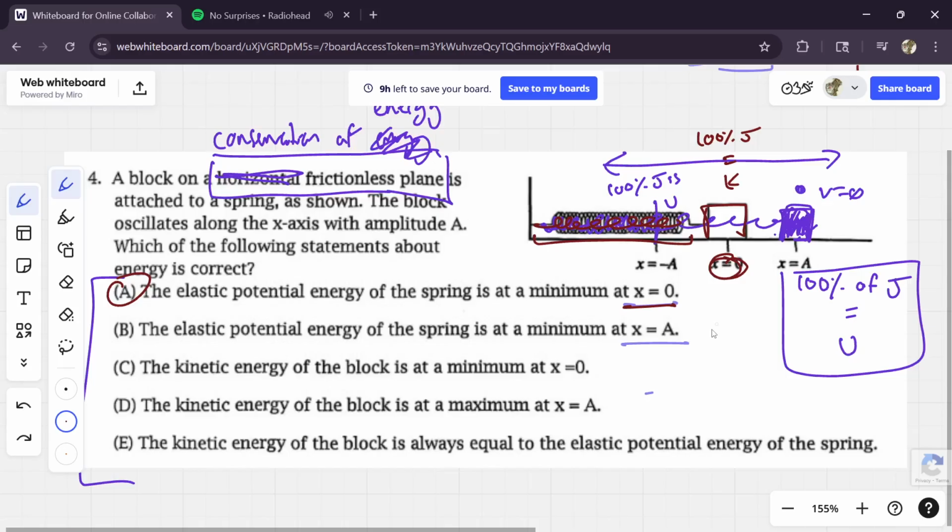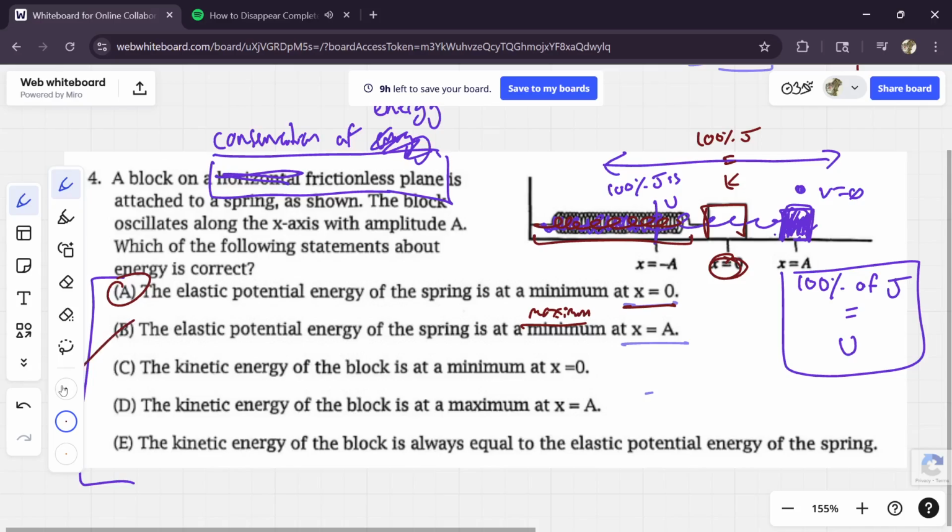For B, the elastic potential energy of the box is at a minimum at x equals A. This would actually be the opposite. This would be the maximum, because like we said earlier, right? If the box is not moving at point A, the velocity is going to be equal to 0, which means there's no kinetic energy occurring. It's purely going to be elastic potential energy, which would have to be at a maximum, right? If there's only elastic potential energy, it would have to be all 100 joules. So it'd be at a maximum at point A.